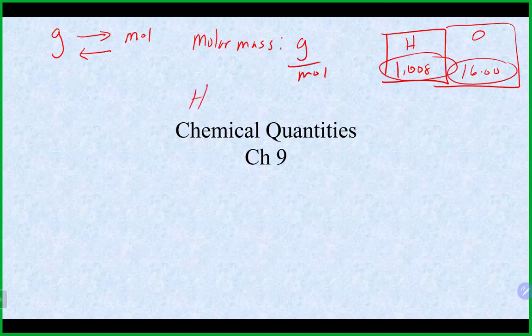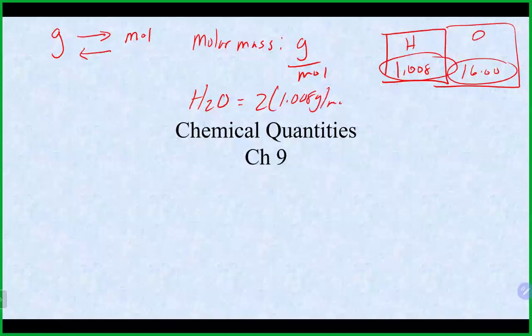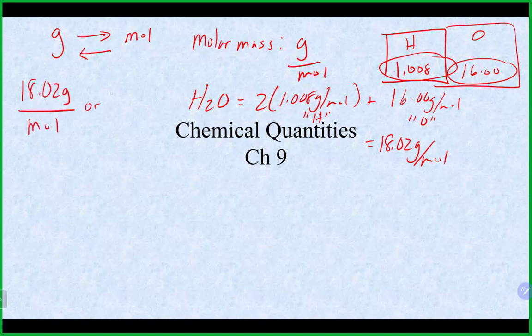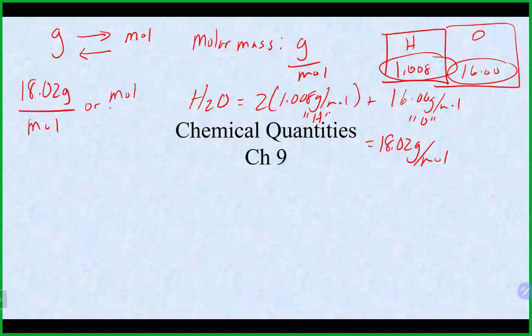So if we had something like water, we would go 2 times 1.008 grams per mole, and that is the molar mass from the periodic table of the two hydrogens, plus our 16 grams per mole, which is our molar mass of our oxygen. And that gives us 18.02 grams per mole as the molar mass of water. Molar mass really is a conversion factor. You could use it in dimensional analysis. You could use it like it is here, grams per mole, or if you needed to, you can flip it around, moles per gram.